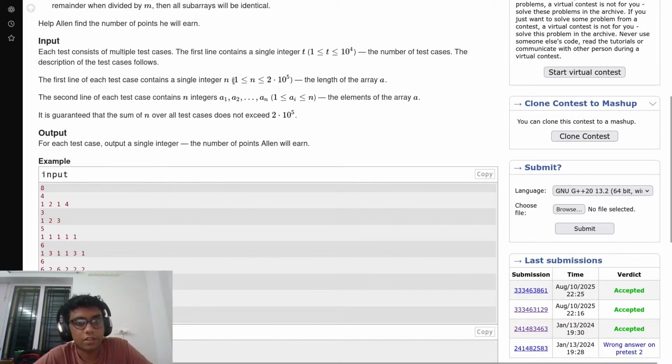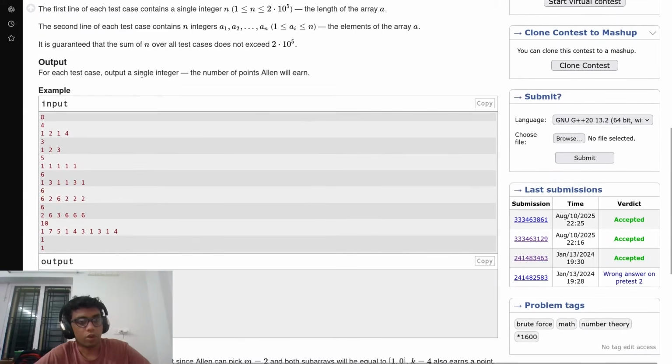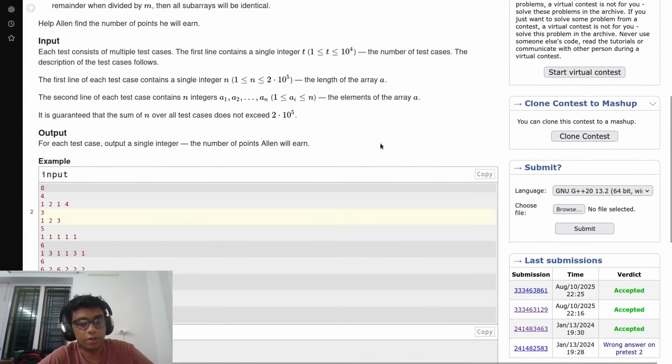Okay, let us read the constraints. N goes up to 2 times 10 to the power 5 and a of i goes up to n. Also it's guaranteed that the sum of n over all test cases does not exceed 2 times 10 to the power 5. What do we need to output? An integer, the number of points Alan will earn.